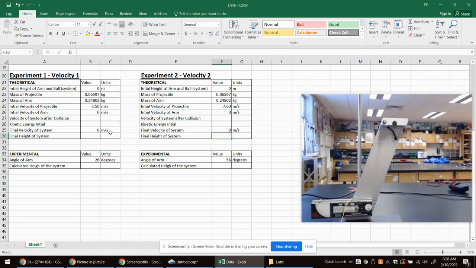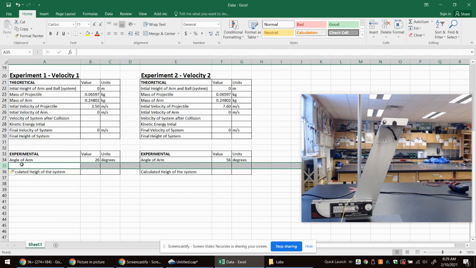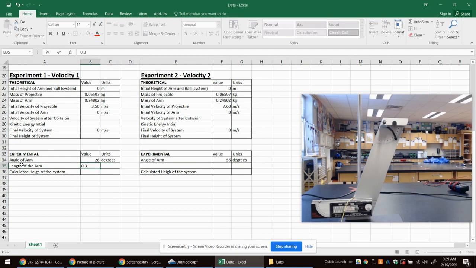centimeters. So the one value that needs to get in here to calculate that final height of the system is going to need to be the length of the arm, and again that's going to be 0.305 meters, 30.5 centimeters, and we'll put that over here as well.